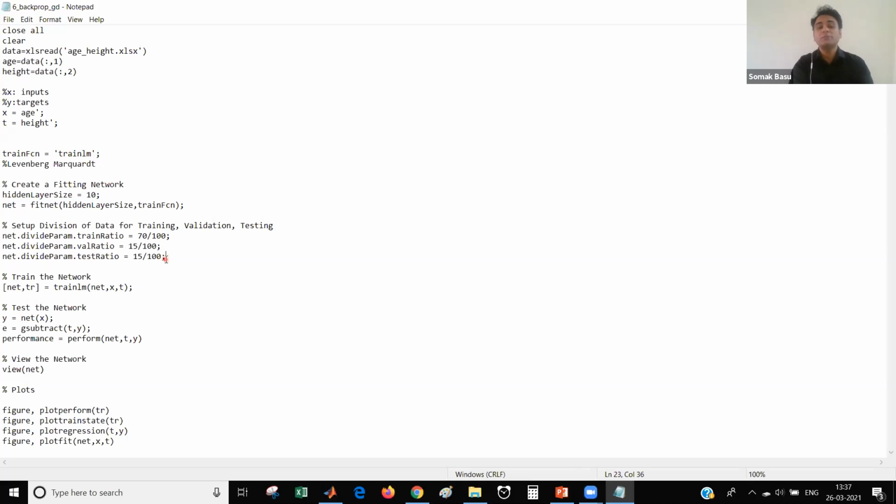After that, I'll divide the data. Generally, in machine learning, we divide the data into two categories. One is the training part, and the other is the testing part. Generally we divide into the ratio of 70 to 30: 70% for training, 30% for testing.